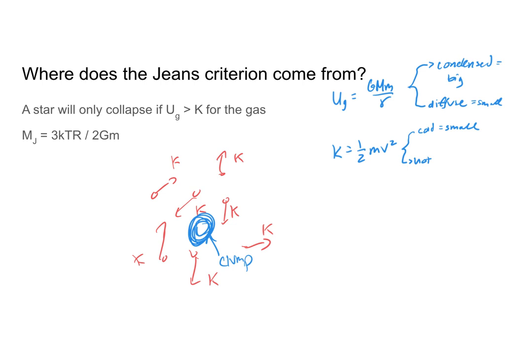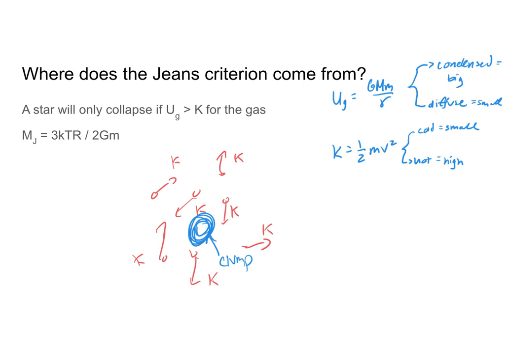Similarly, if the gas is hot, the kinetic energy is much higher because the average speed of each gas molecule is higher. As a result, the Jean criterion is much harder to meet because the kinetic energy is big.